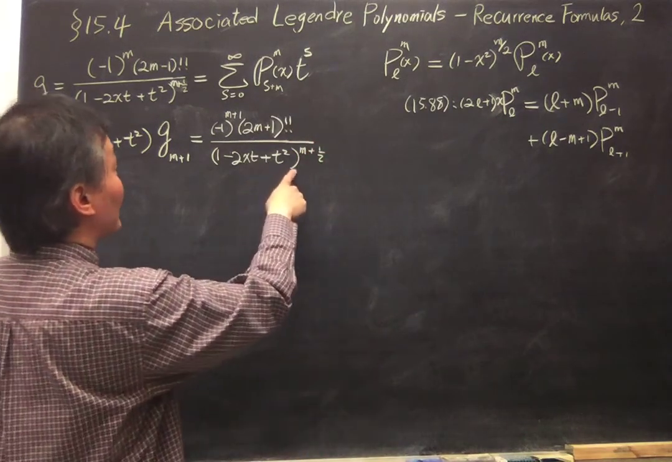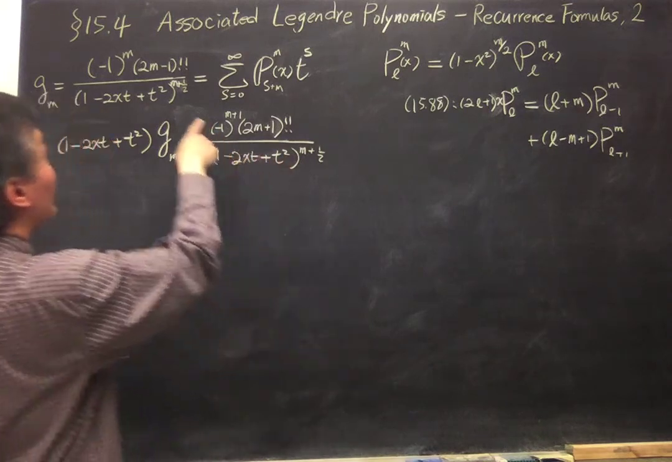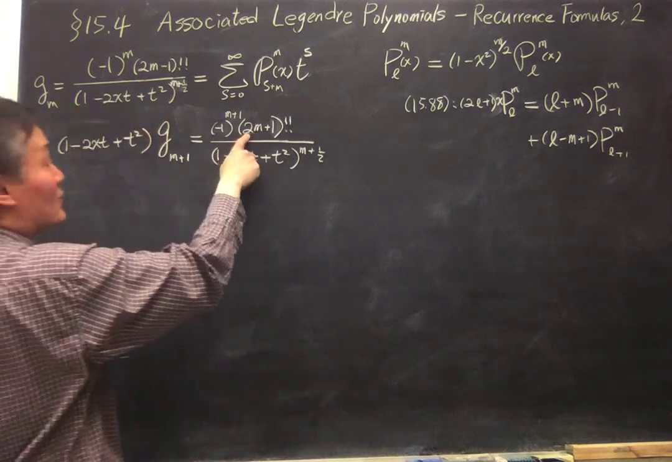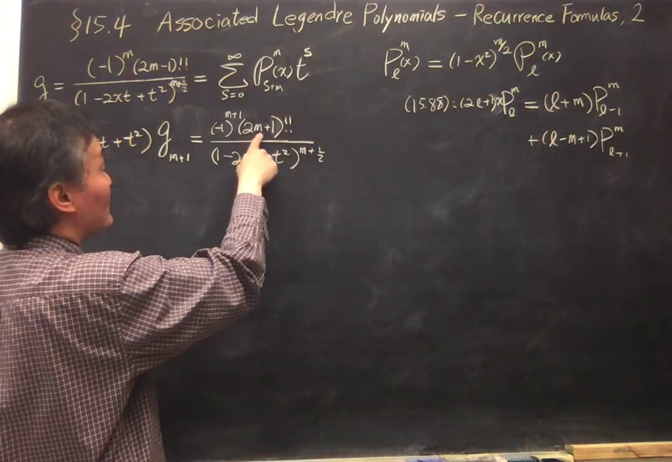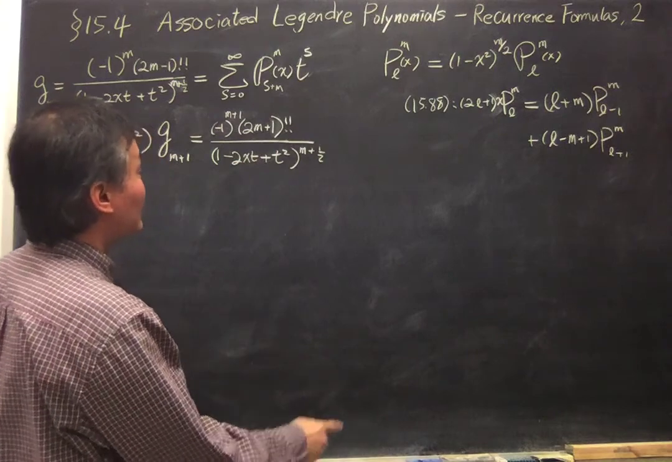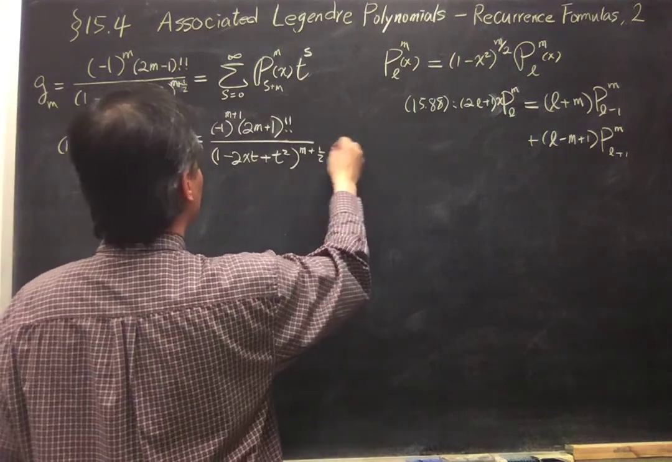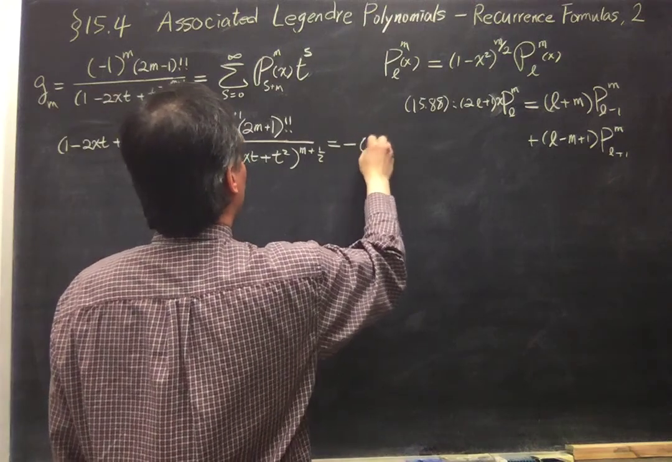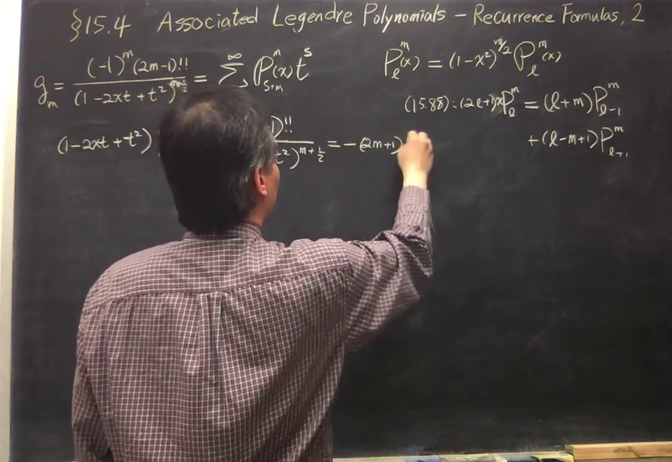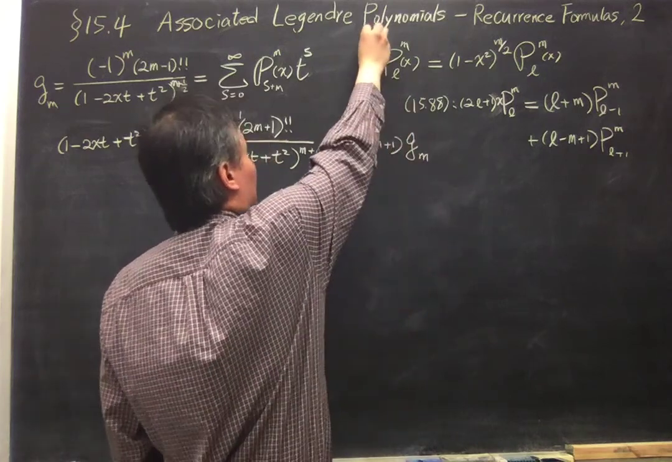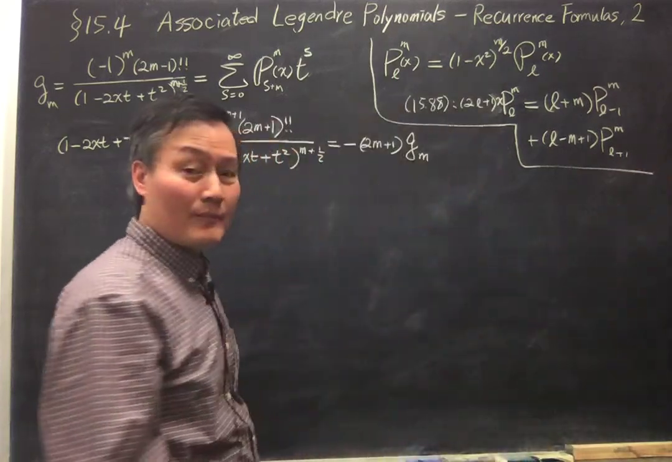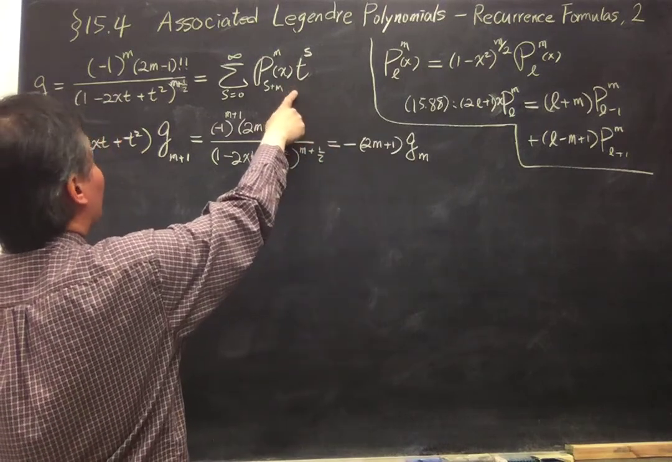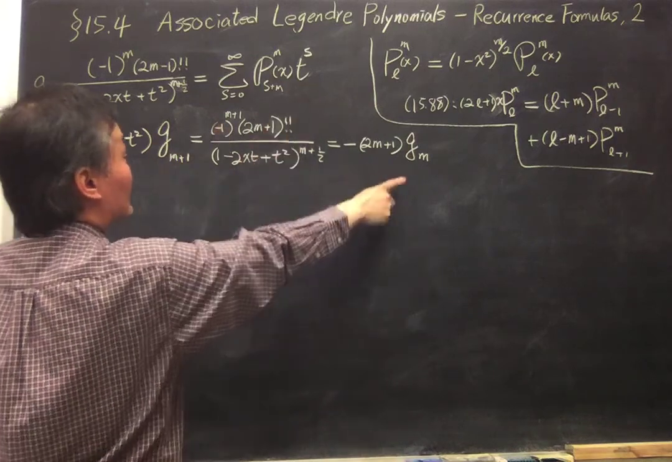Okay, so now this one, you can use this one and identify that this is proportional to g sub m. So (2m plus 1) double factorial becomes (2m plus 1) times (2m minus 1) double factorial. So this means that this becomes, there's an extra minus sign, so minus (2m plus 1) times g sub m. Okay, and we'll use the same definition and put it in here and there.